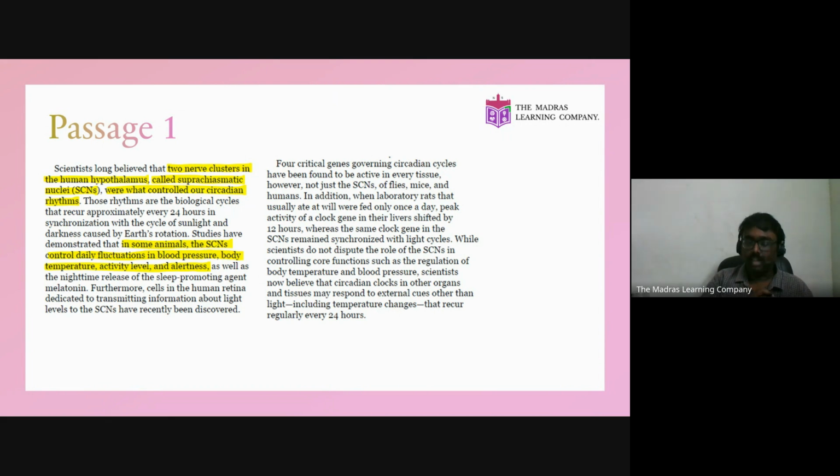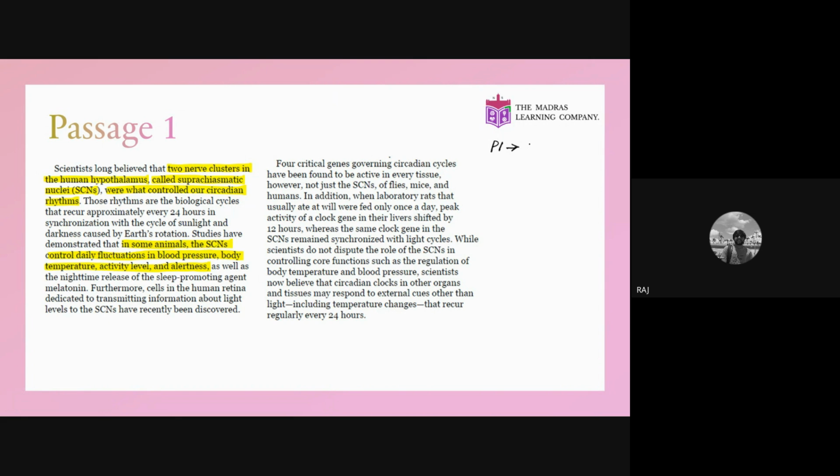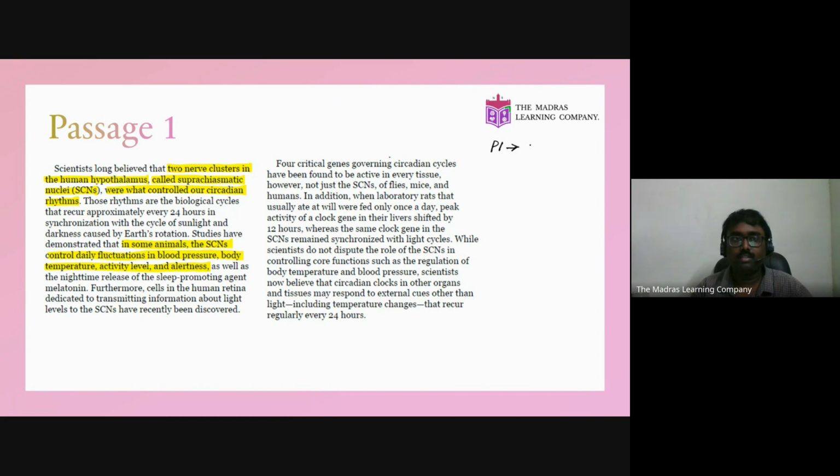Okay. Now, what heading am I going to make? If I were to make a heading for this, what heading will I make? Paragraph 1. I have to make a 5-word heading. What heading will I make? SCN controls our circadian rhythms. Mayuri, do you agree? Yes. SCN controls circadian rhythms. That's all.